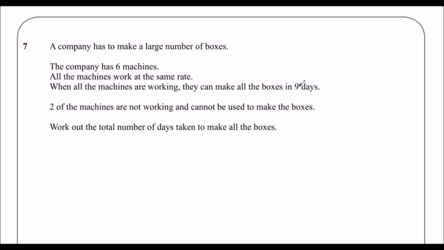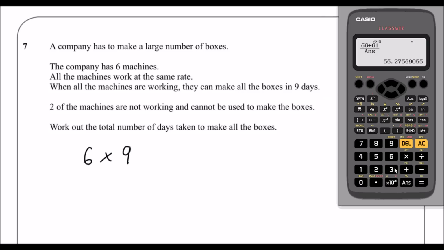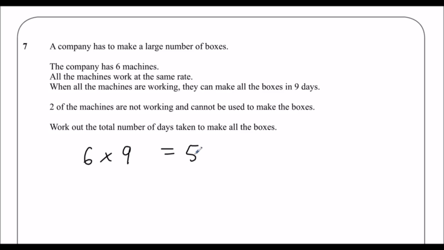So 6 machines for 9 days. 6 times 9 is 54. So it takes 54 days in total, and that will be how long it takes one machine. So if you had 2 machines, you can share those 54 days between 2 machines. If you had 3 machines, split those 54 days of work between 3 machines, and so on.